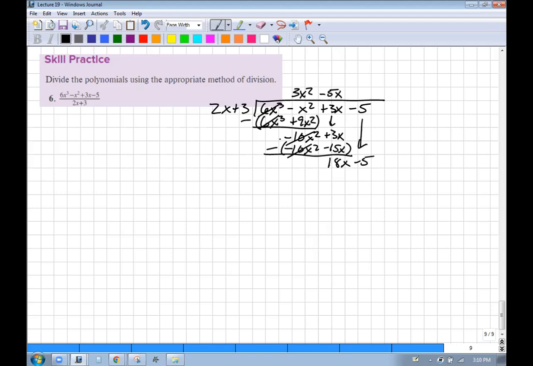To get the 18x from 2x, we need to multiply it by a 9. 9 times 2 is 18. We're also getting 9 times 3, which is 27. So when we subtract these, minus 5 minus 27 is a negative 32. So this thing is going to equal this stuff plus negative 32 over 2x plus 3. All right, that's our remainder term.